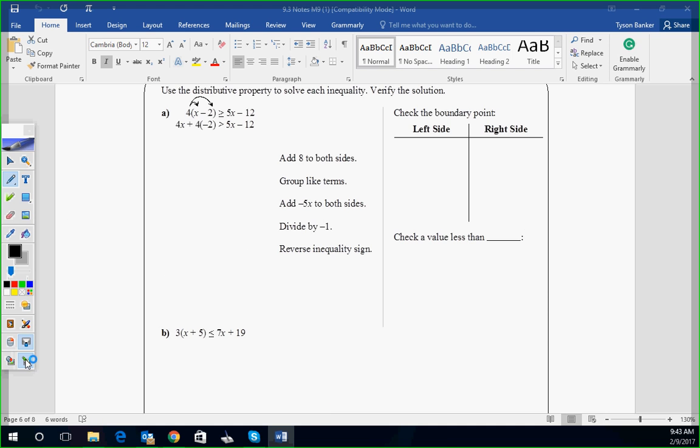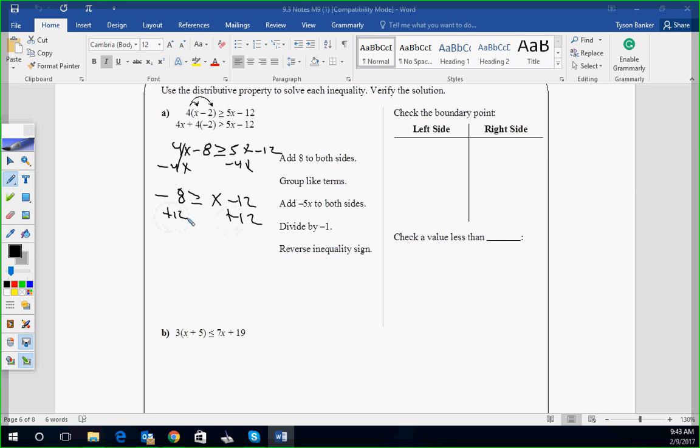Okay, so it's got the 2 show you knows here. You can kind of ignore this right here, it's just them doing the step for you. They're just trying to help you out. So 4 times x is 4x. 4 times negative 2 would be negative 8, is greater than or equal to 5x minus 12. Move the smallest x again. Negative 8 greater than or equal to x minus 12. Add the 12.